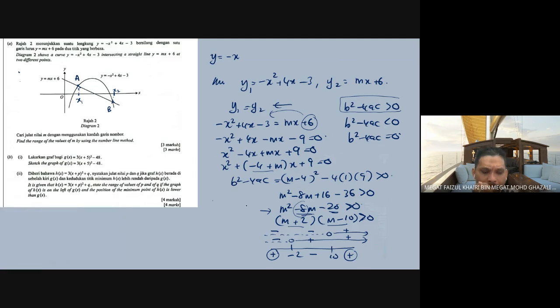So then we find the range of the domain for this one here: x less than negative 2 or x greater than 10. So that is the first one. Second, sketch the graph of g(x) equal to. Okay, so this is the solution for question A. Now let's take a look at question B.